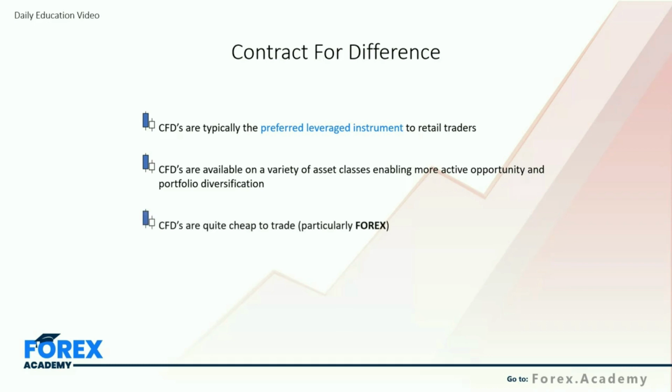CFDs are quite cheap to trade, particularly in Forex, and I'll use one example there. To trade a 0.01 lot, or a micro lot, on the euro US dollar, that commonly will cost you around 3 or 4 pips per trade. So with that trade size, you will effectively be charged 3 to 4 cents on the trade. So very cheap to actually enter the markets.